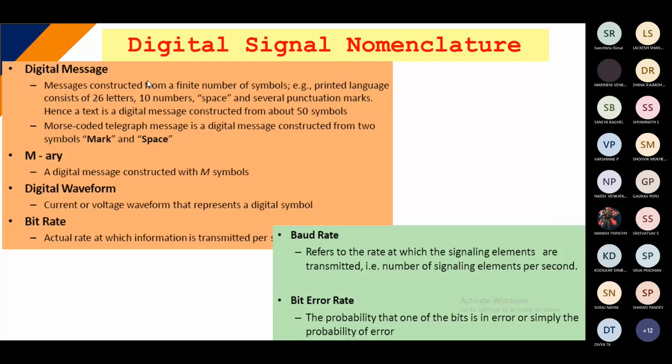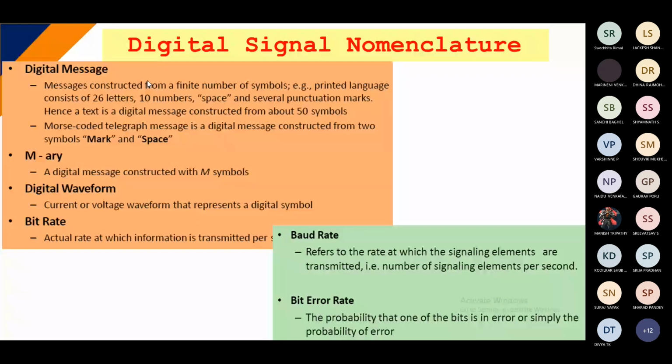M-ary: I already told you how many bits constitute a symbol. Suppose there are 4 bits that constitute one symbol, then we call it M-ary. So 4 will be quaternary, kind of. Similarly, digital waveform and bitrate. Bitrate is, as I already said, the actual rate at which the information is transmitted per unit time. So it is like how much is the data rate.